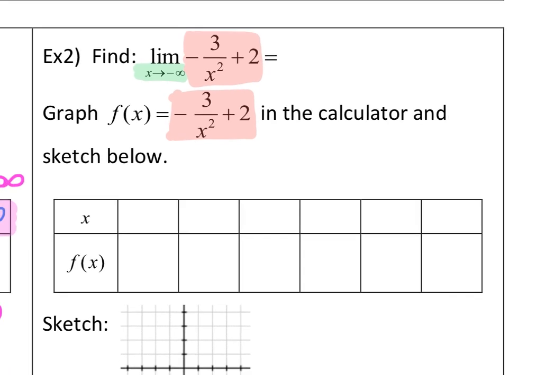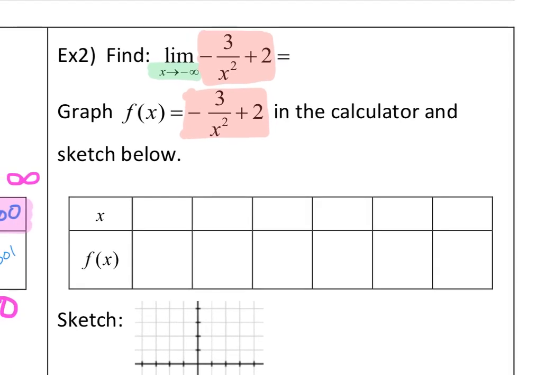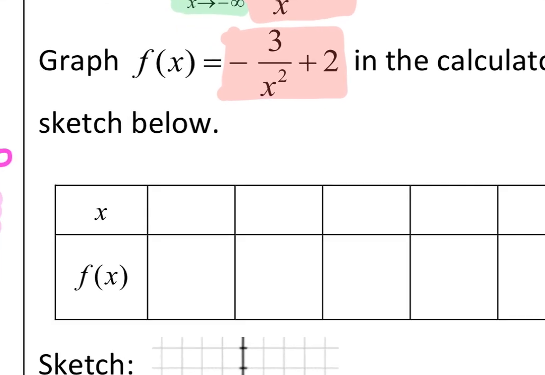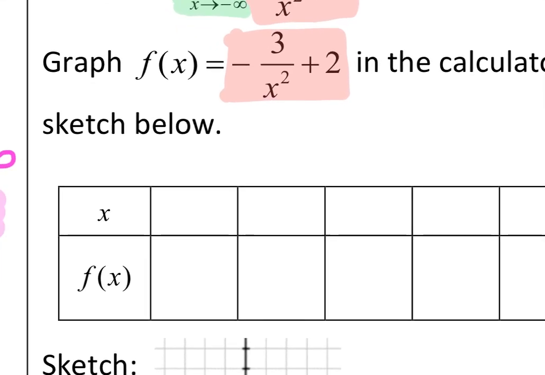Now, because we're looking for the limit as it goes to negative infinity, and negative infinity is the farthest left number, or the very smallest number on the number line, you cannot approach it from the left. You can only approach it from the right. So when I draw my table, I'm going to put negative infinity as the farthest left number, and I'm going to be approaching it from the right.